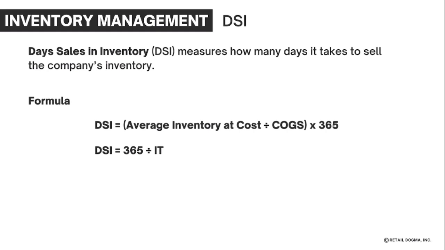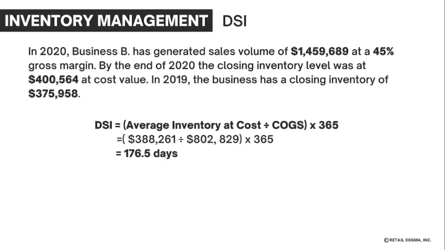Let's apply the formula to the same example we used for inventory turnover. So days sales of inventory equals 388,261 divided by 802,829, then multiplied by 365. This will give us 176.5 days. If you remember, we said that this business maintains a forward stock cover of almost 6 months.